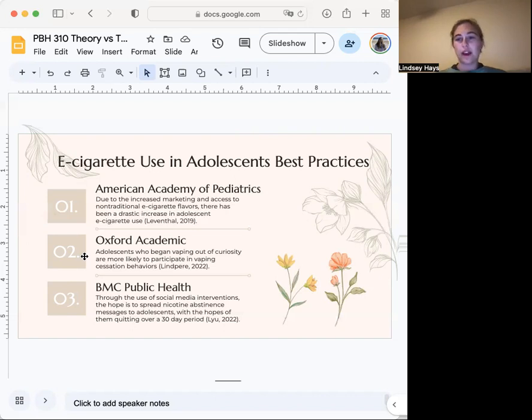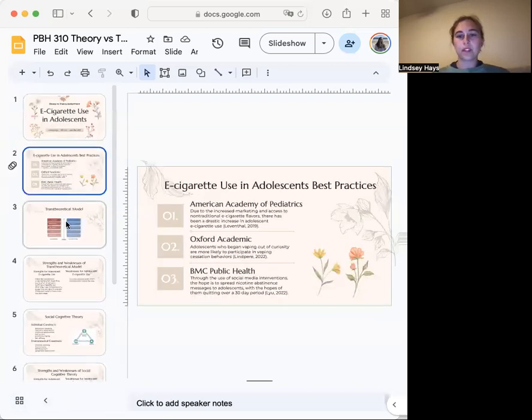Then the last article that I looked at talked about the use of social media like Instagram and TikTok to spread awareness about nicotine abstinence, the importance of not vaping, and the effects it can have on your health. They created a campaign with the hopes of helping people quit using e-cigarettes and nicotine products after 30 days.